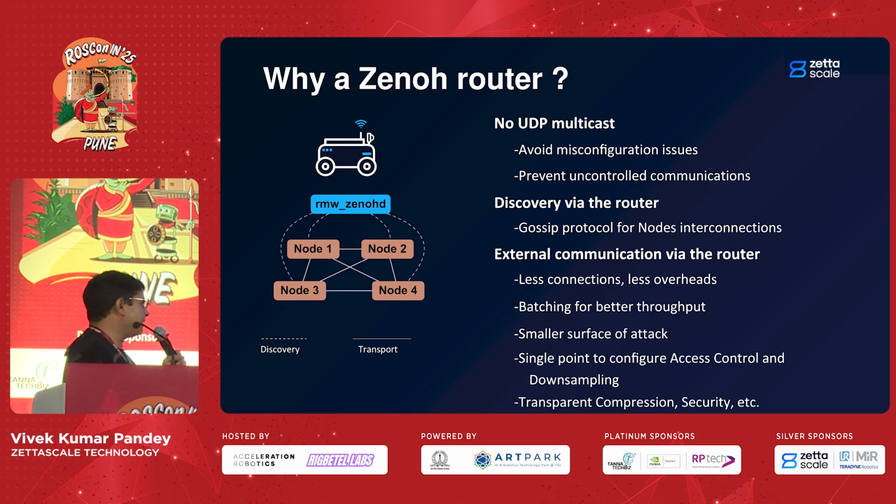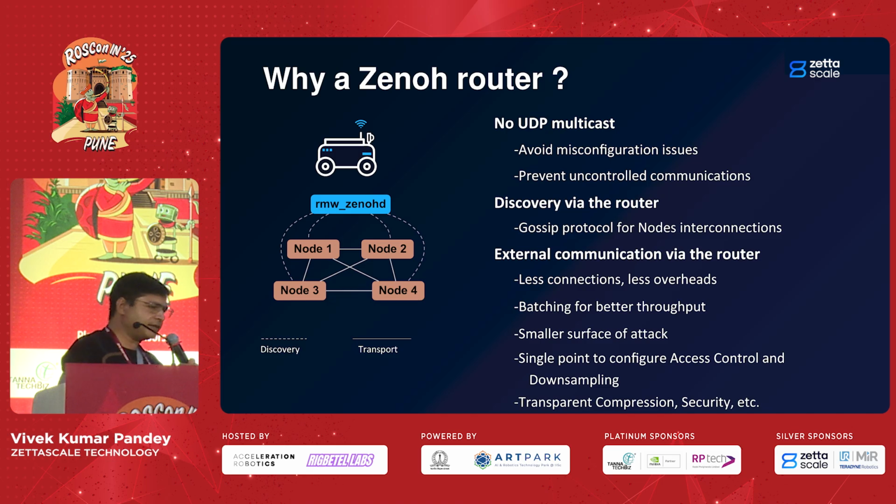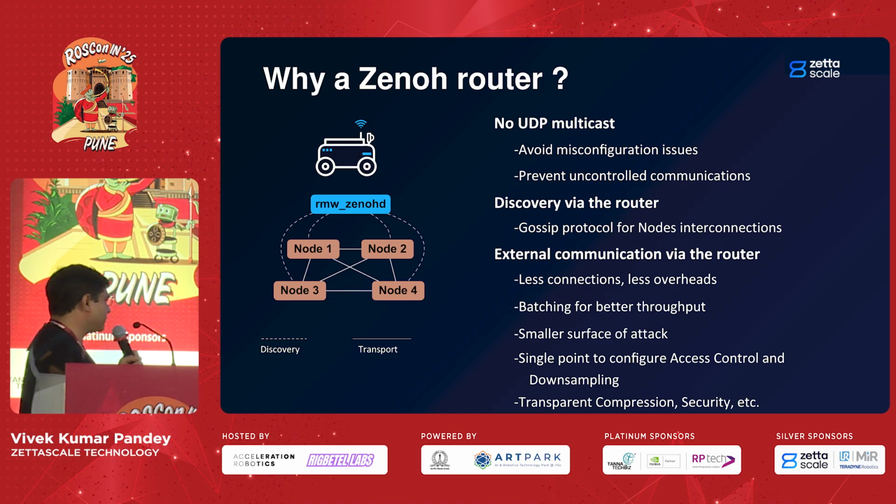What does the router help with in external communication? For the external world, we configure the router to do the discovery and all the communication. So there are fewer connections, and therefore less overhead. And for small messages, it does automatic batching for better throughput.